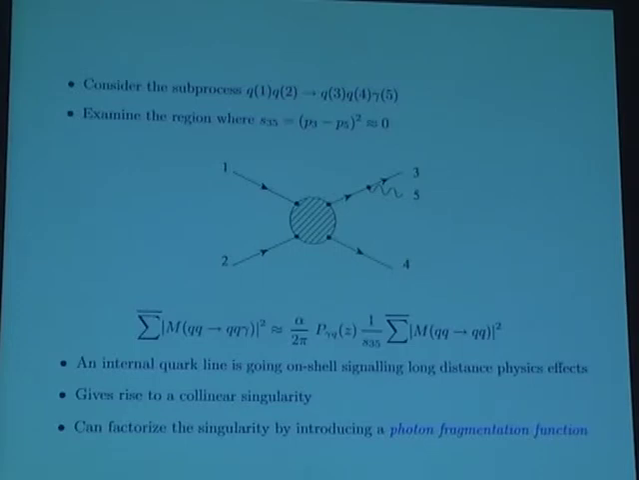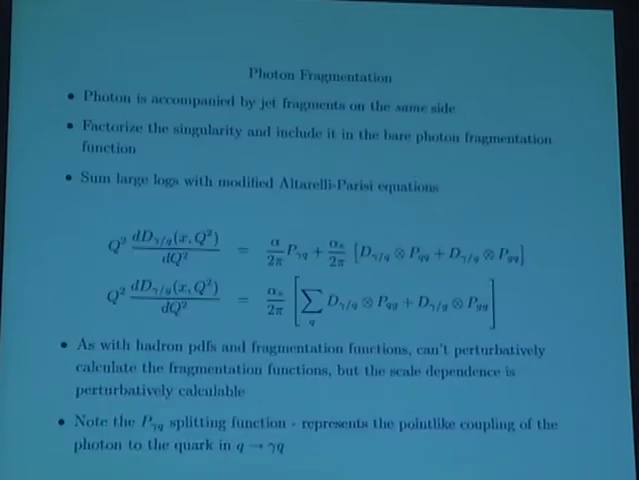Now, if we have a massless quark in this final state here, when we radiate the massless photon, we'll have a collinear singularity, which will have to be factorized in the same manner that Wookie talked about in the factorization theorem this morning. That singularity is factorized and absorbed into what's called a photon fragmentation function. And that photon fragmentation function has both a perturbative piece and a non-perturbative piece to it.